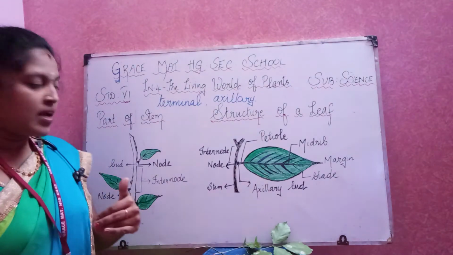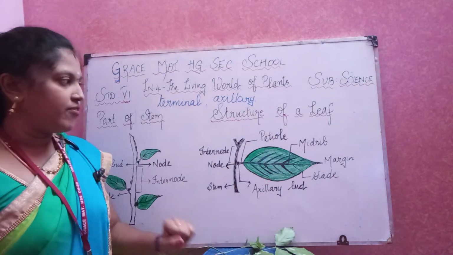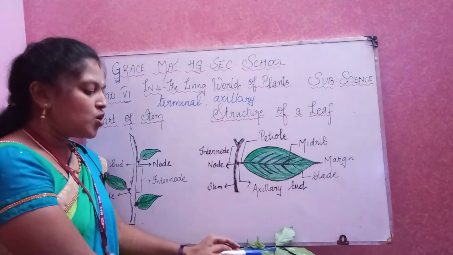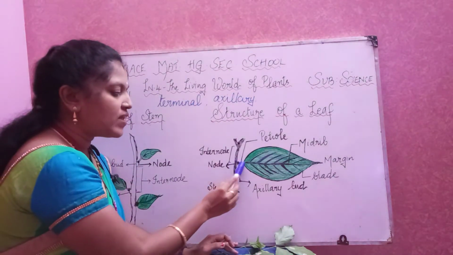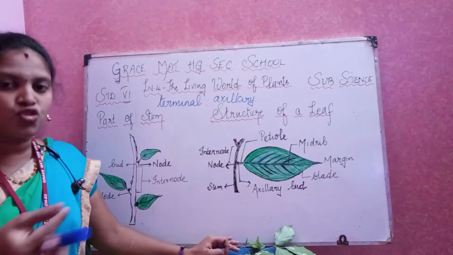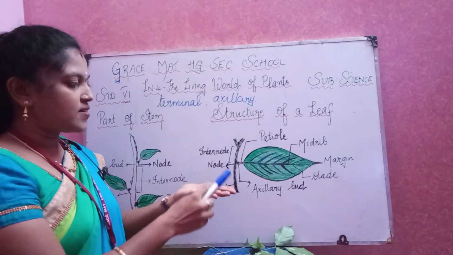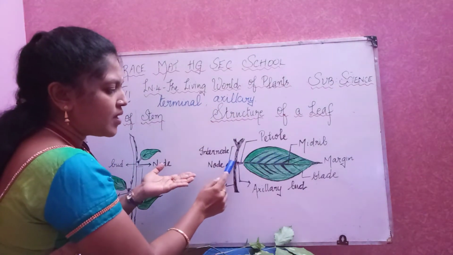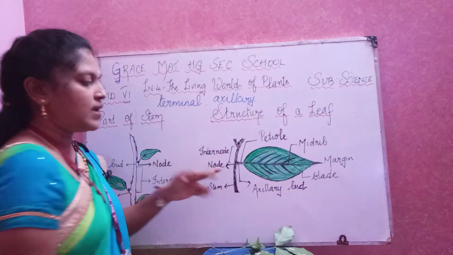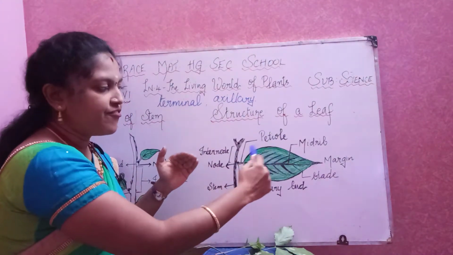Shoot system is nothing but the leaf. Okay, children, leaf. What is the structure of a leaf? You could see the stalk of the leaf is called the petiole. What is it called? Stalk part is called the petiole. Next it is midrib. The main line which is moving across over here is called the midrib. From the midrib arise the veins, leaf veins.